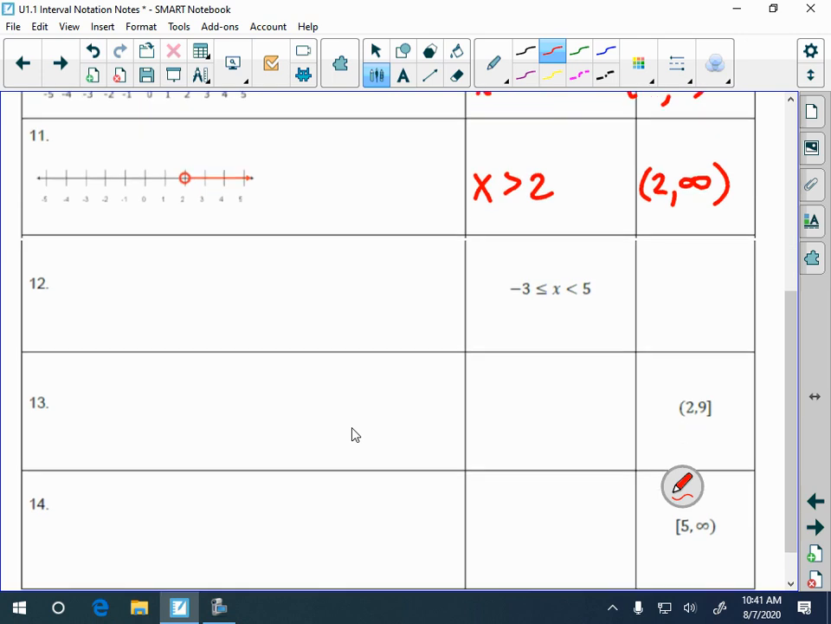All right, so number 12, they give us the inequality notation, and they want us to give the interval notation. The interval is pretty easy given the inequality. This says shade everything between negative 3 and 5. So negative 3 will have the bracket, and 5 is going to have a parentheses.